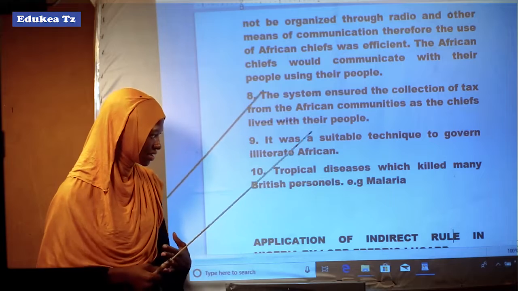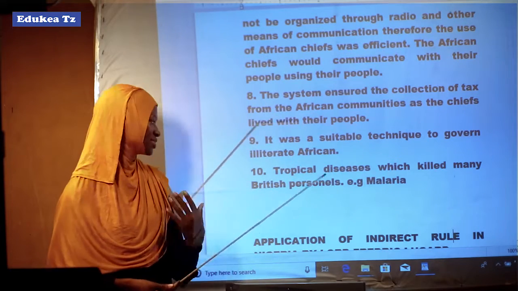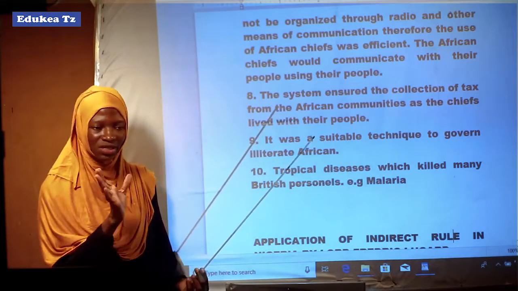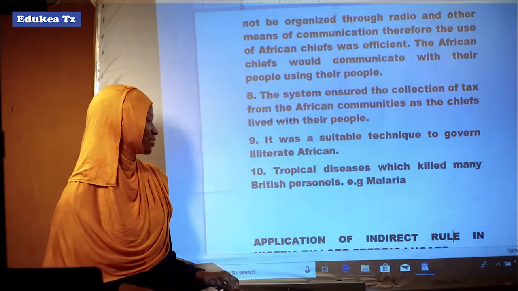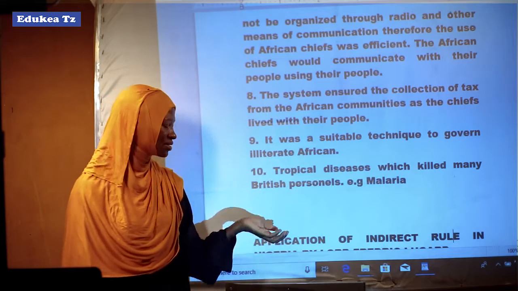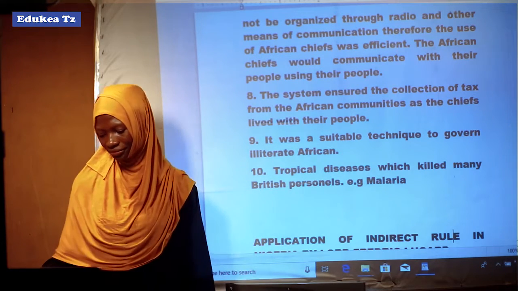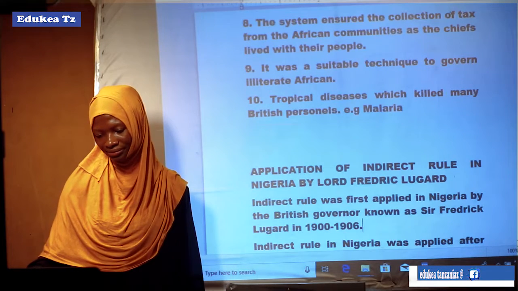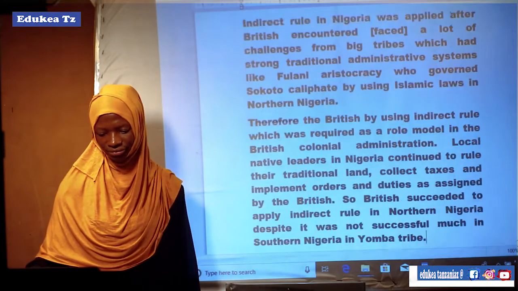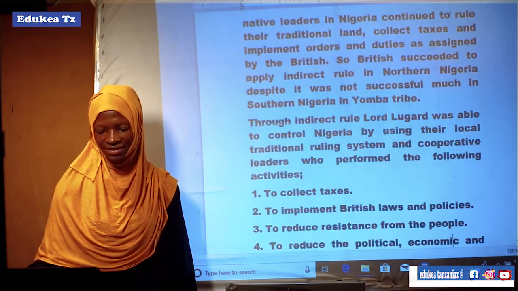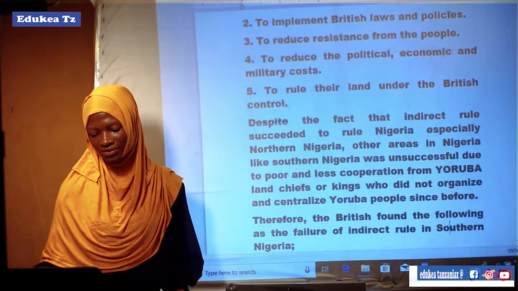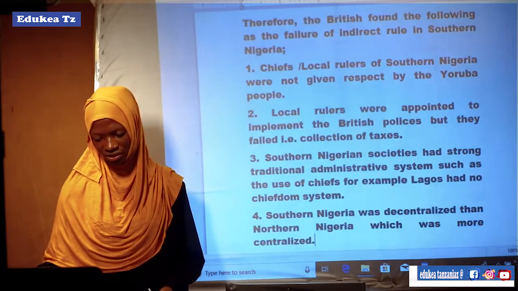As you can see here in Tanzania, it experienced a hot climatic condition, which is not suitable for the survival of Europeans. Also, we have our own diseases like malaria. This is not suitable for them to survive. That's why they decided to use indirect rule. There are some parts which experienced it, like Nigeria. Now let's see the structure of the British indirect rule.